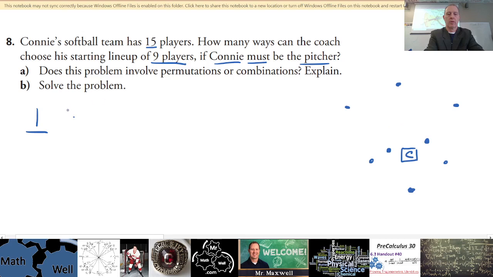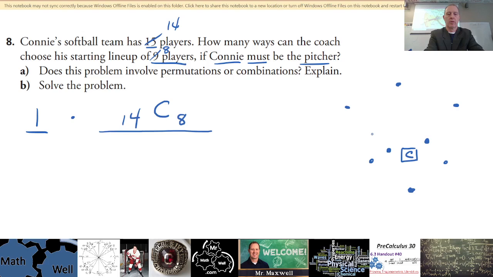My mistake. All right, so one choice for pitcher, namely Connie. So that's 1 there. Now the rest of the team, which is now 14 players, there are 8 positions left. So 1 times 14 choose 8. And again, if we're not considering who's playing where, you just choose 8 players for the remaining positions.